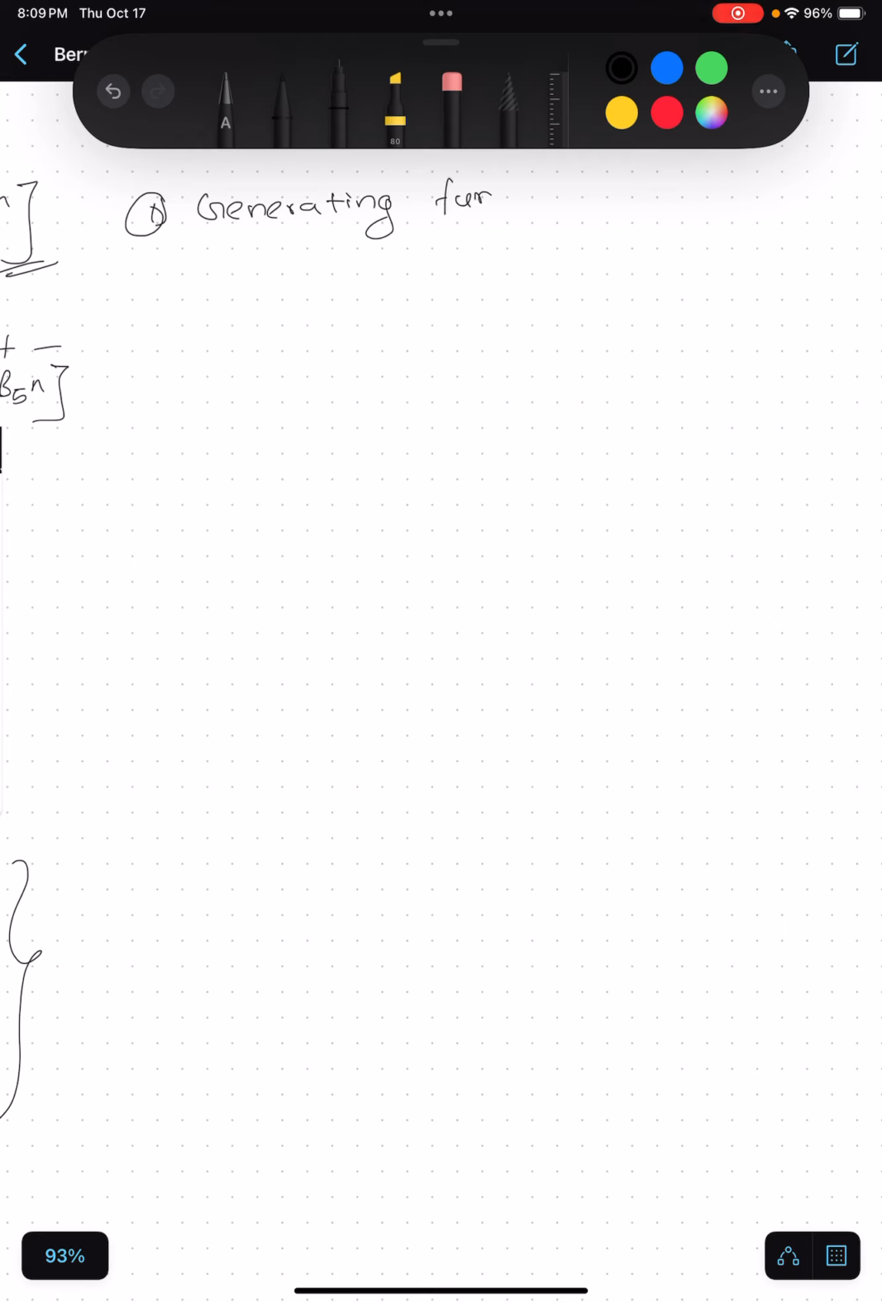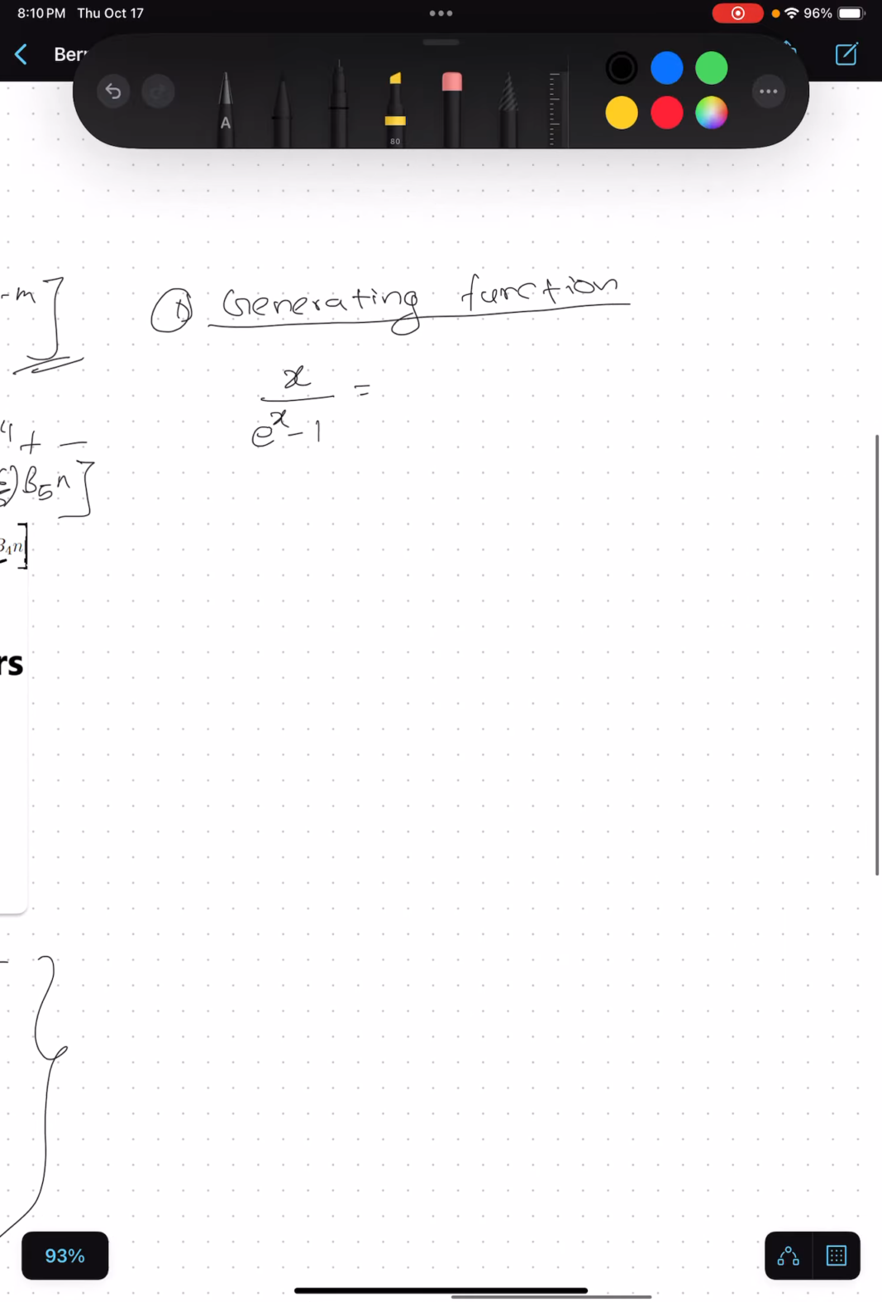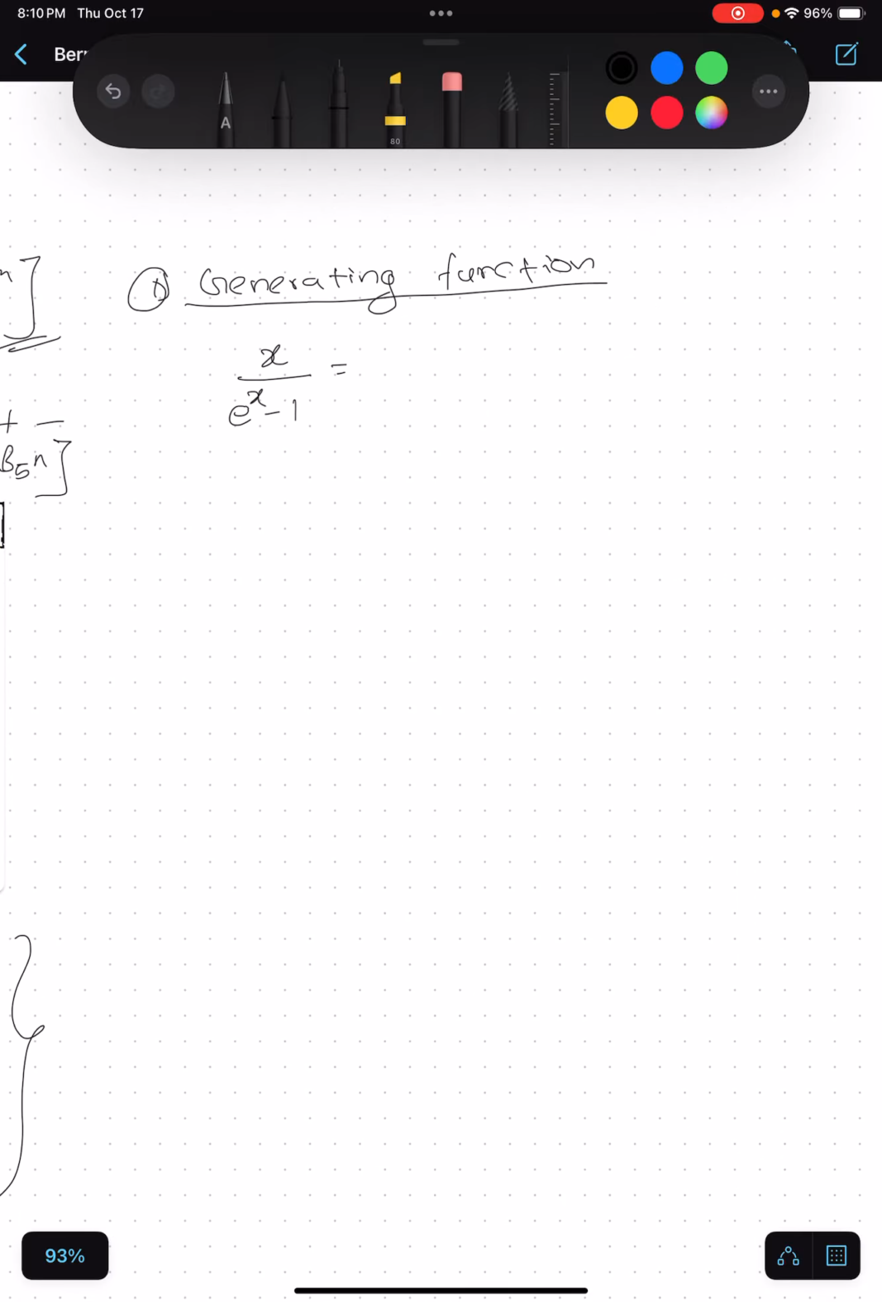So there's a function, the function is x divided by e to the power x minus 1. So this generating function will basically be... I think it's good to have some Bernoulli numbers at hand so that we can actually check the values that we find. So let me just write Bernoulli numbers over here so that it will be helpful.